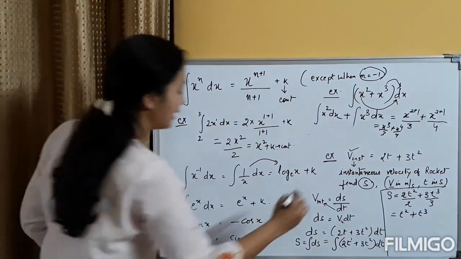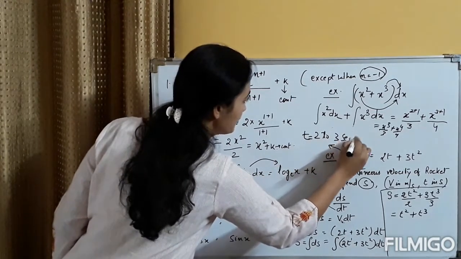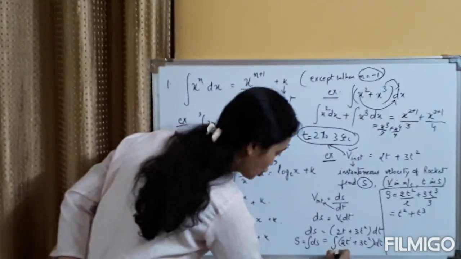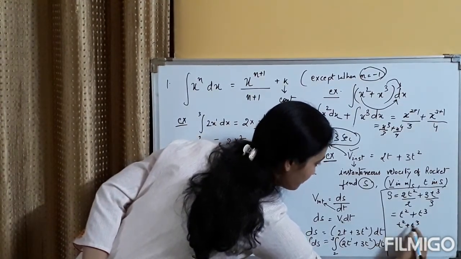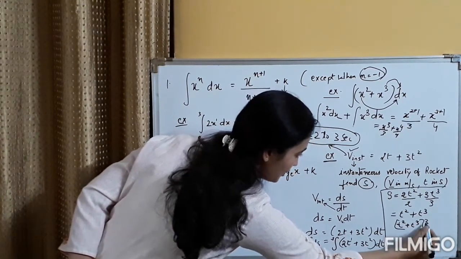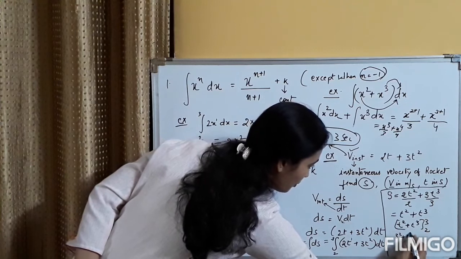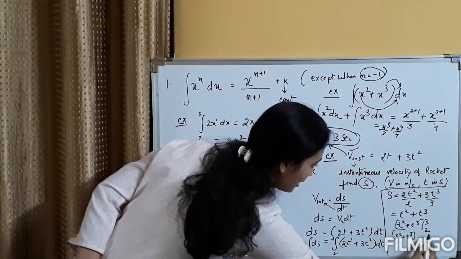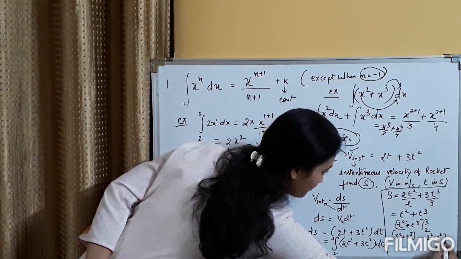Suppose, just taking an example, t limits are given as 2 seconds to 3 seconds. I'm telling you how to use the limits. Suppose time is given from 2 seconds to 3 seconds. This is 2 to 3. How to use it? This is t square plus t cube, 2 to 3. You have to use upper limit minus lower limit. Upper limit is 3. So you have to put 3 square plus 3 cube, upper limit minus lower limit. Lower limit is 2. So it is 2 square plus 2 cube.